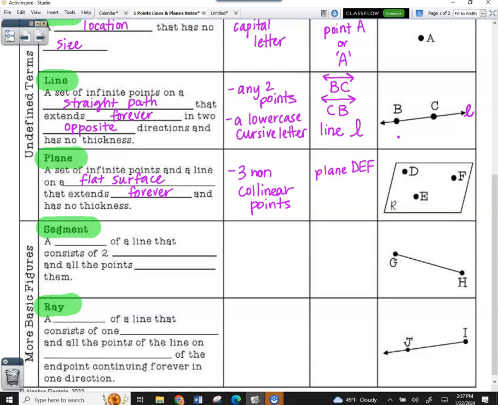All right, segment. A part, or actually let's write portion, I like that better. A portion of a line that consists of 2 endpoints and all the points between them.